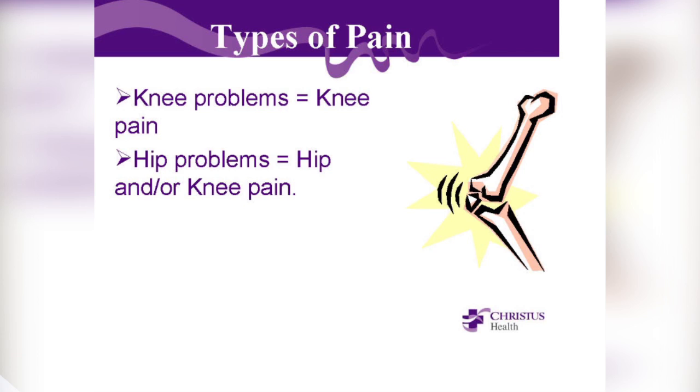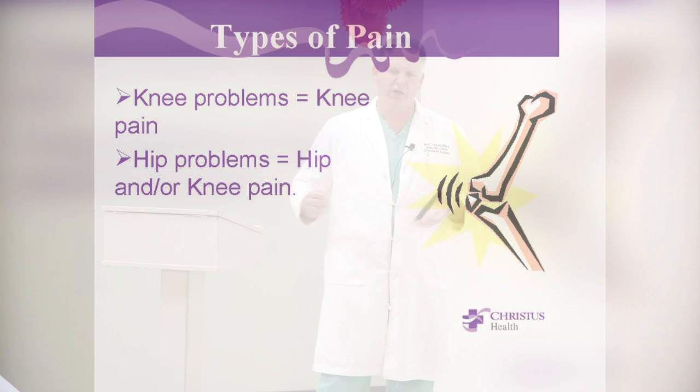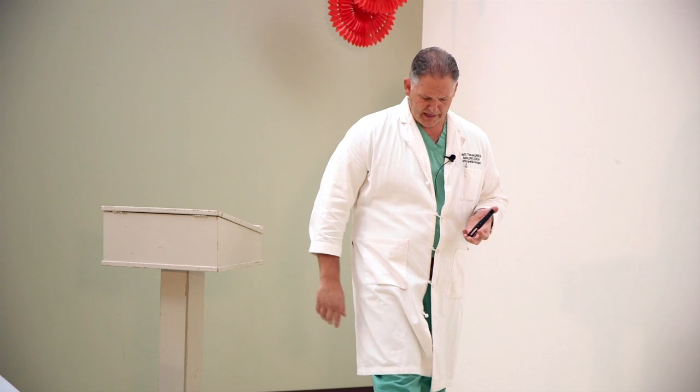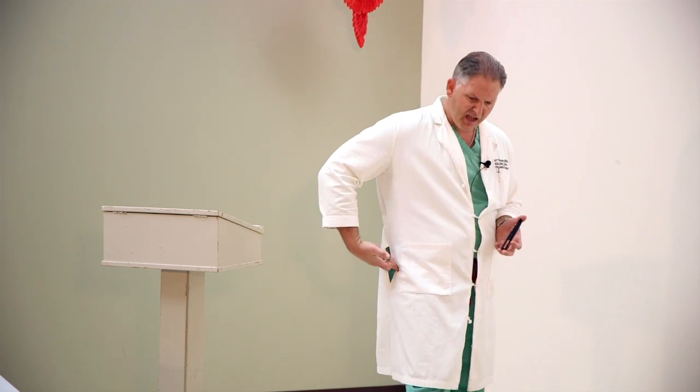Good. Types of pain. If you've got a knee problem, that's where the pain is, okay? If the problem is in the knee, that's where it's going to be. It's not going to be in the shoulder or the foot or the ankle. It's going to be right there, okay? If you've got a hip problem, depending on what the problem is, if it's like that bursa, it's going to be out here on the side. But if it's in the joint, like an arthritis, typically it's a groin pain, okay?